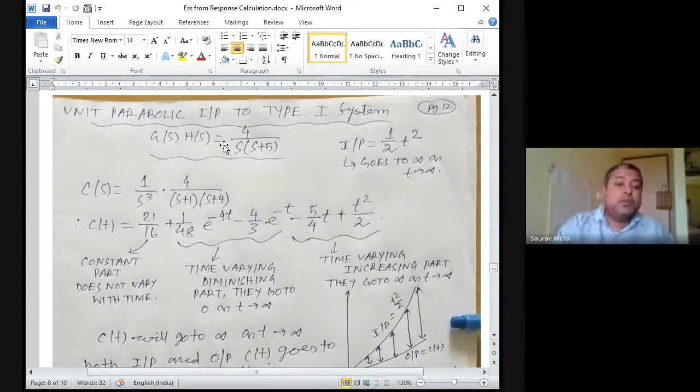So whenever I am finding GS by 1 plus GSHS, then I am going to get this 4 by s plus 1 s plus 4. So do not get confused. Suddenly, where did this come from? Okay, so this is nothing but CS is equal to RS into GS by 1 plus GSHS. So this GS by 1 plus GSHS is nothing but TS.